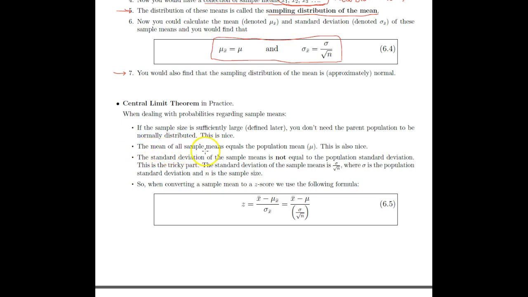So the mean of all sample means equals the population mean. We stated that before. And we also stated that the standard deviation of the sample means is not equal to the population standard deviation. And the author says this is the tricky part. The standard deviation of the sample means turns out to be the parent population standard deviation divided by the square root of the sample size.